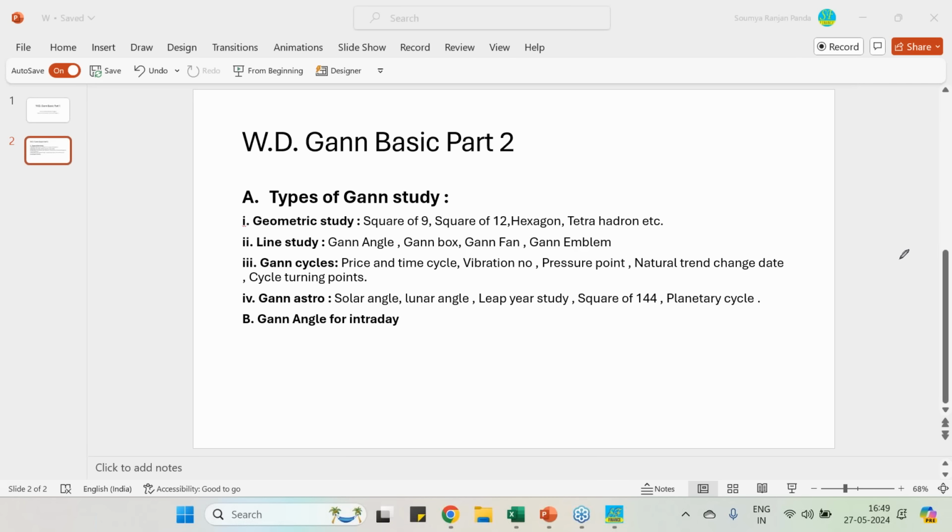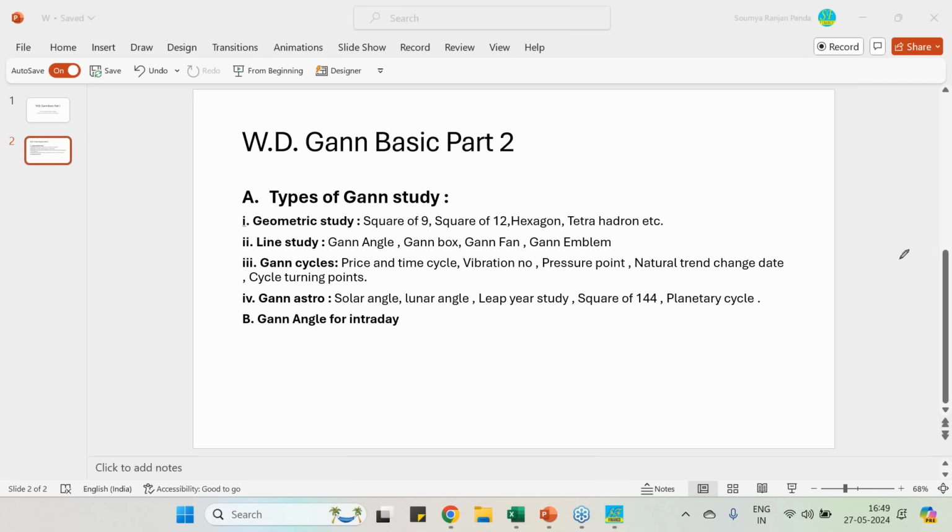If there is a trend, the trend has to terminate. If there is a fall, the falling has to stop. If an uptrend continues, it will continue and stop at one point of time. All these things come into the Gann cycle studies. Then the fourth part is Gann astro studies. We are talking about solar angle, lunar angle, leap year studies, square of 144, planetary cycles. All these come under the Gann astro studies. Beyond that, many other unique Gann studies are also present.